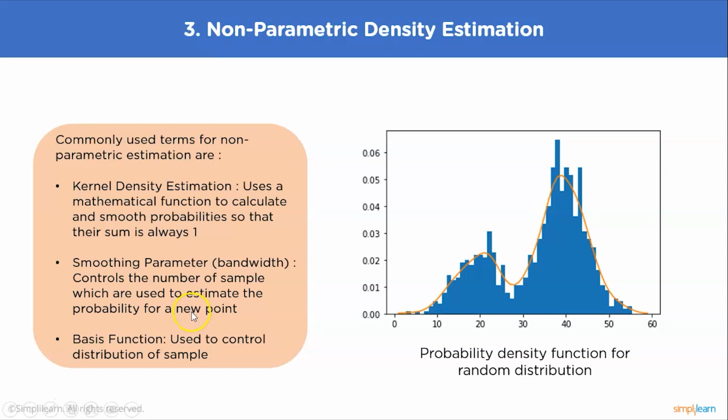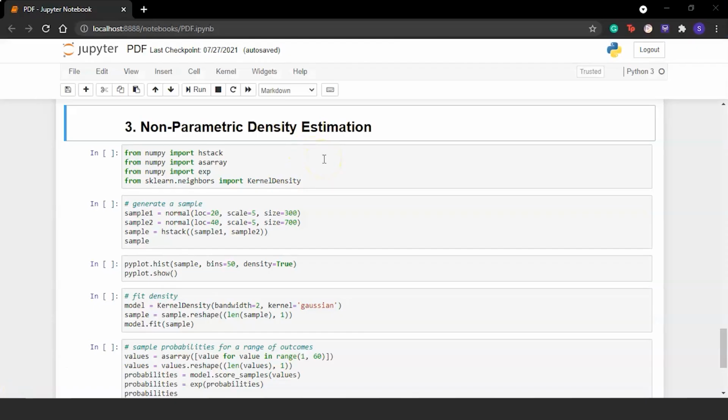Now, you also have a basis function, which is a function chosen to control the contribution of samples in the data set towards estimating the probability of a new point. This is only done to make sure that you're not learning from a lot of noise and that you're not using a lot of the outliers. Again, let's see how we can perform non-parametric density estimation with the help of Python.